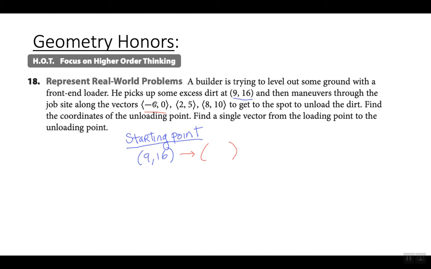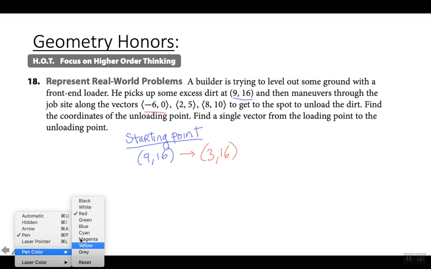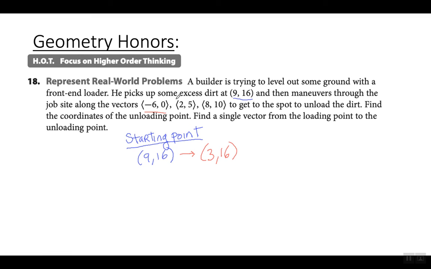If I subtract 6 from 9, I get positive 3. And if I add 0 to 16, I get 16. Now let me change the color of my pen to, I don't know, green. So now this is the second vector. I gotta add 2 to whatever x is and add 5 to whatever y is. When I do that, my new coordinates: if I add 2 to 3, I'm gonna get 5. And if I add 5 to 16, I'm gonna get 21.